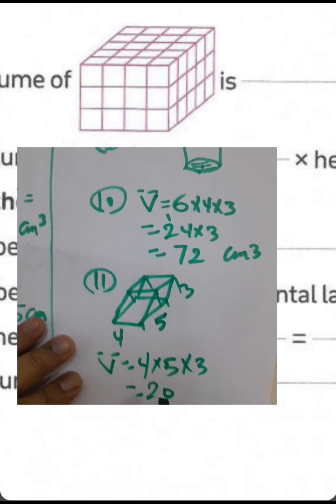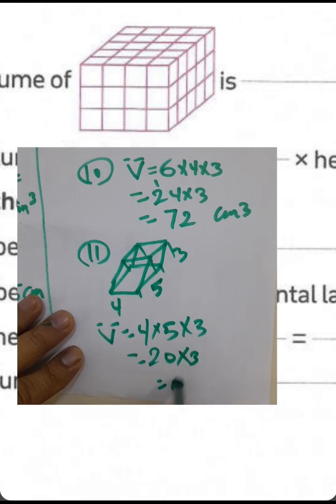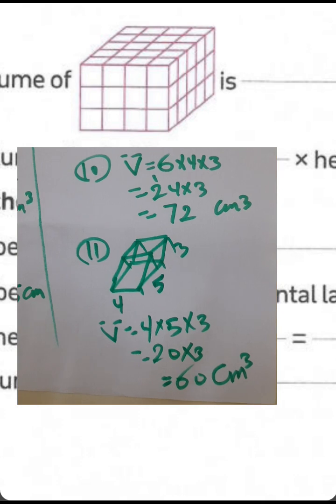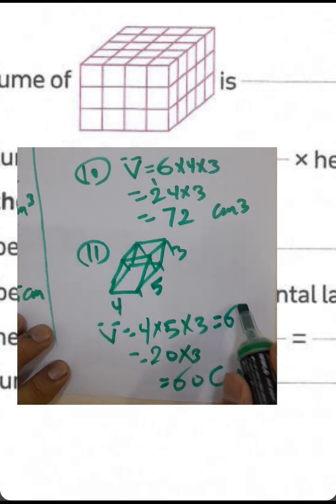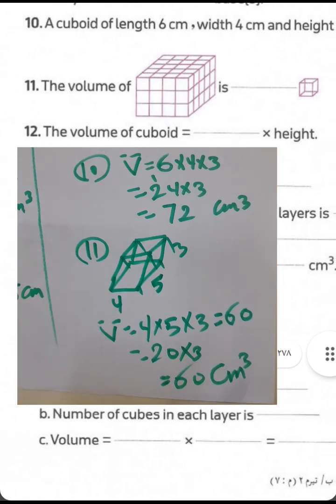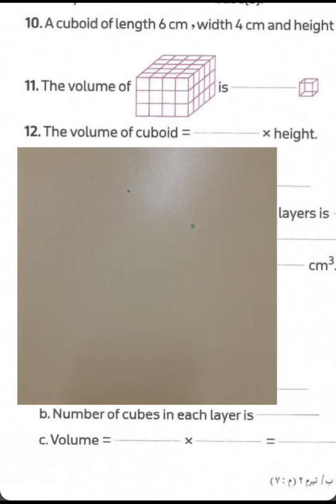4 times 5 equals 20. 20 times 3 equals 60 cubic centimeter, or we can write 60 cube here. Question 11, the result will be 60. Next question.